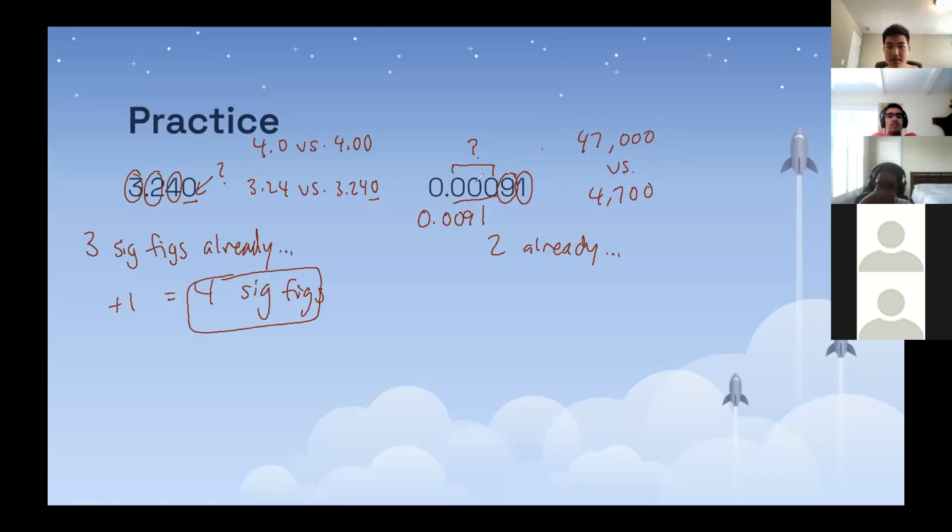So the zeros basically, like I said in the last slide, aren't doing anything. And you're comparing numbers that are basically different in magnitude, but they look similar just because they're different by 1 magnitude of 10. So in this case, these zeros aren't significant, so you would stop counting at 2 sig figs.